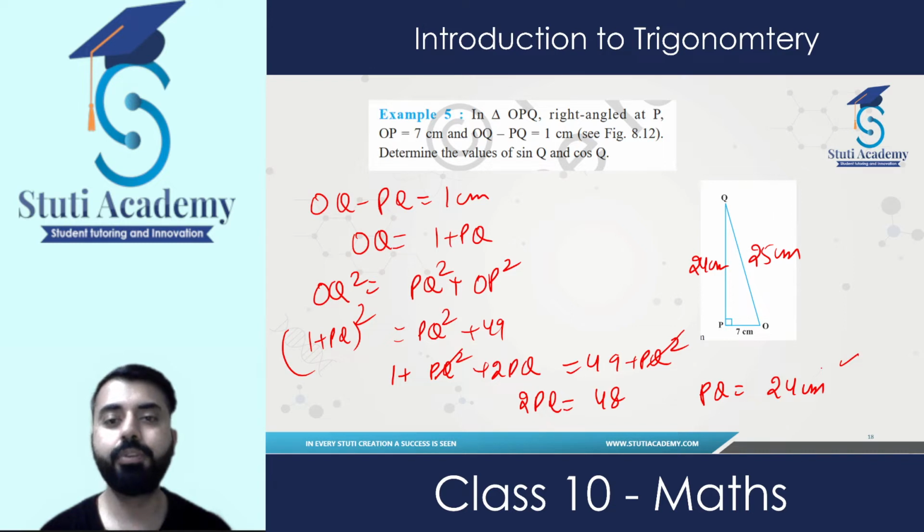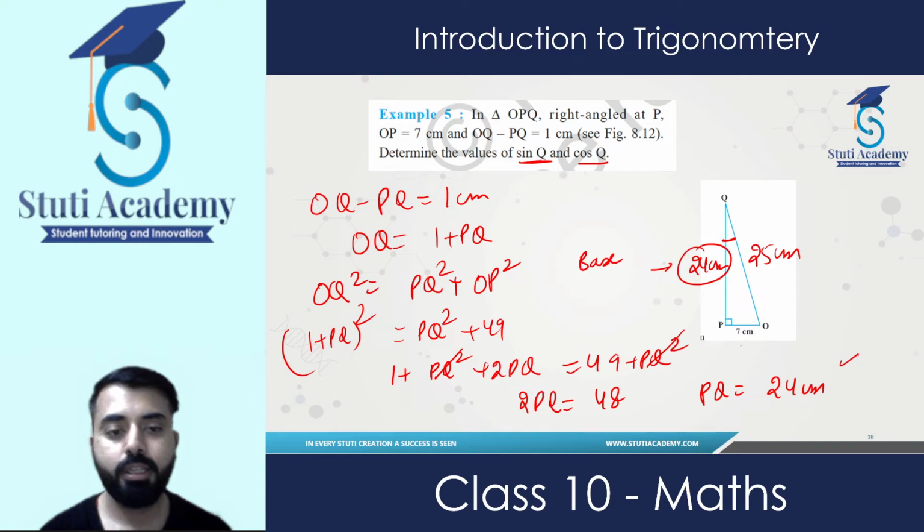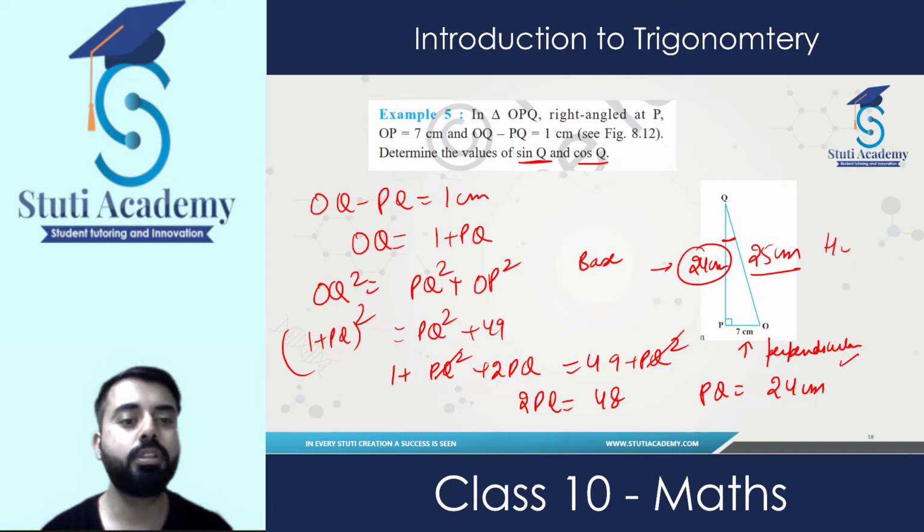I have my values. I have to find out the value of sine Q and cos Q. I will be considering this angle. Then this will become my base, this will become my perpendicular, and obviously this is my hypotenuse. So I know 24, 25 and 7, that is the triplet also.